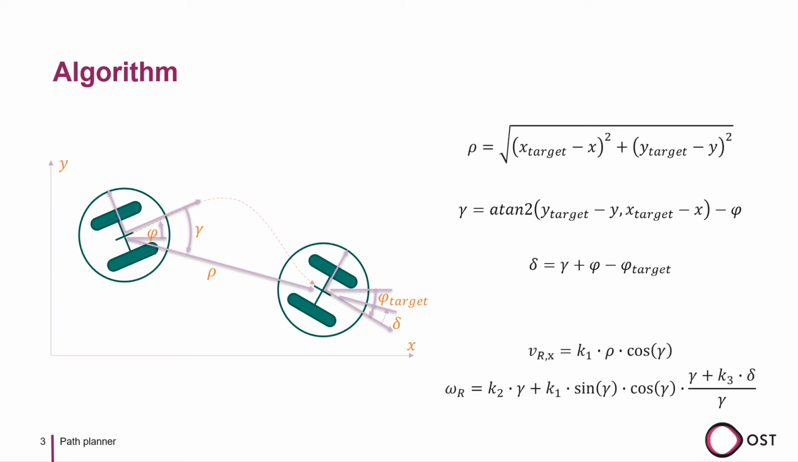With these three values, the set points for the translational velocity vrx and the angular velocity omega r of the mobile robot can then be calculated.